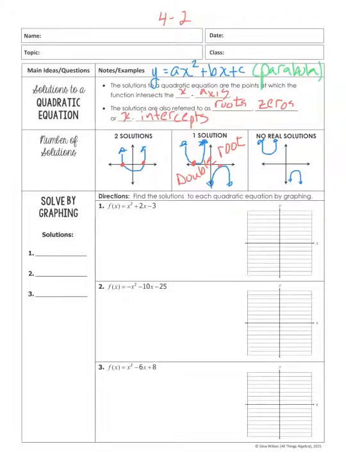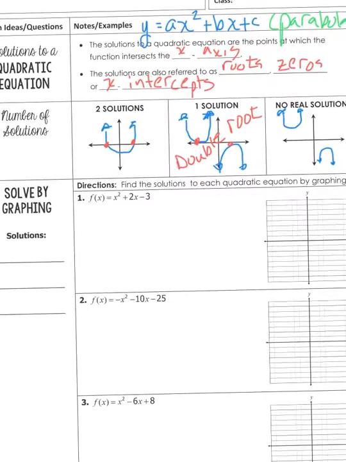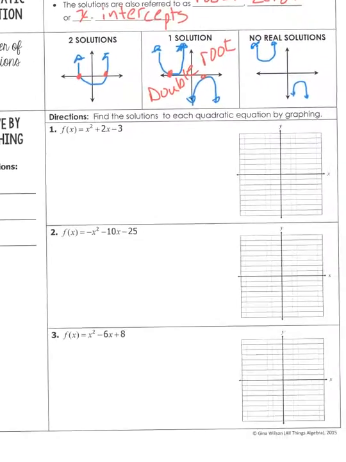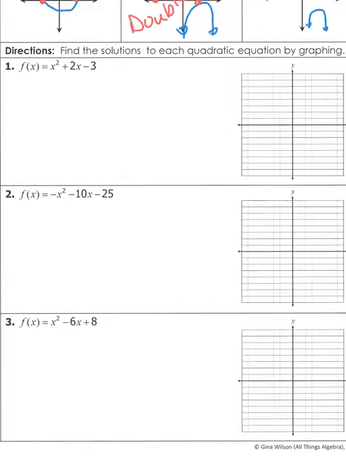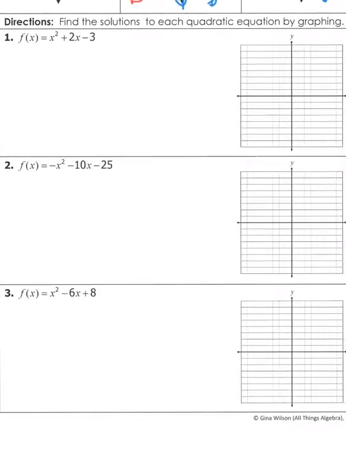So let's go ahead, and I'm not going to do all of these. I'm just going to graph a few of these today. It would take forever if I graphed all of them for you. Some of them I might talk through a few things. But there's a lot to graphing a parabola.